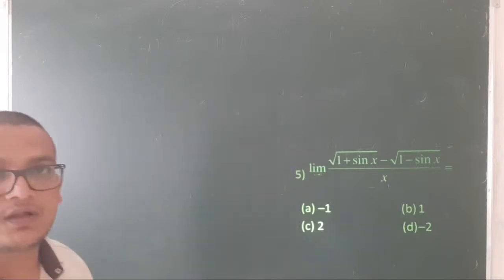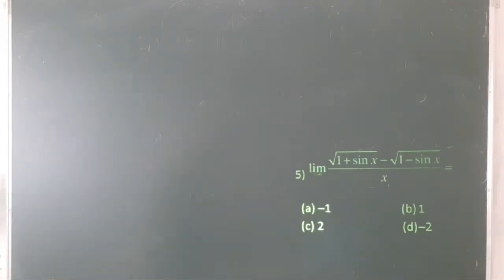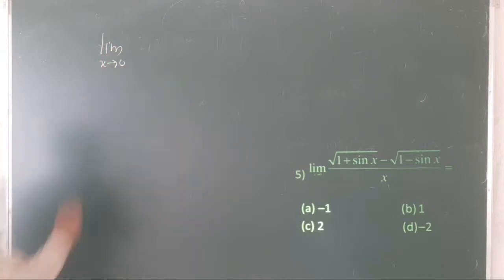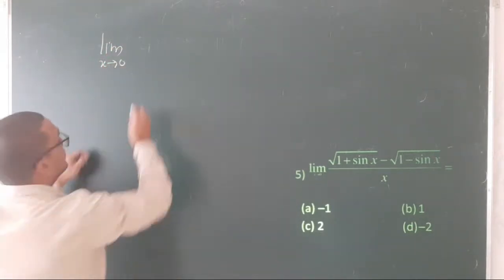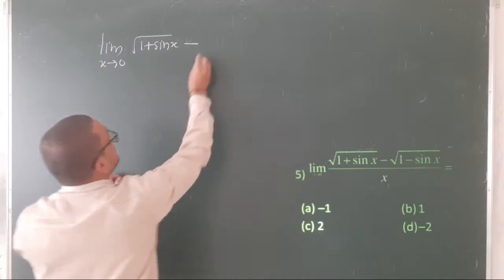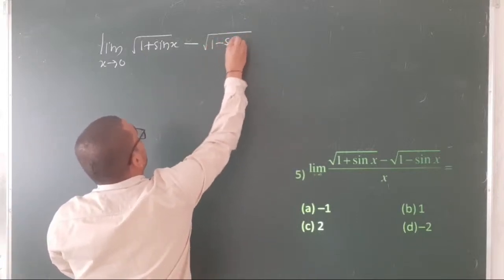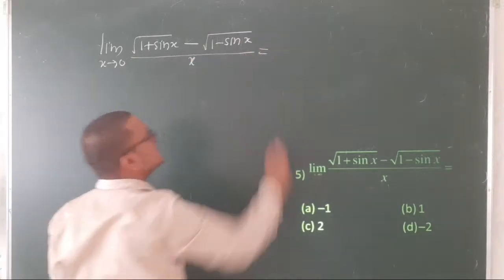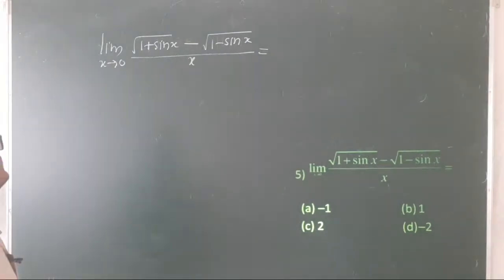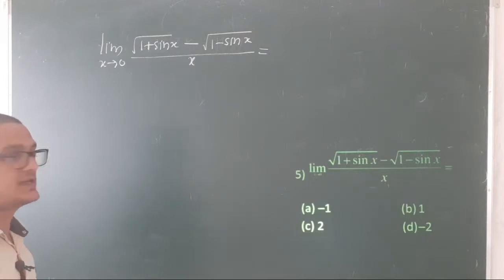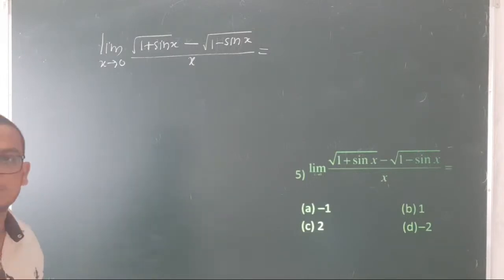Okay, next question number 5. So what is this question number 5 here? Limit x tends to 0, root of 1 plus sin x minus root of 1 minus sin x divided by x is equals to what? Limit x tends to 0, root of 1 plus sin x minus root of 1 minus sin x divided by x is equals to.